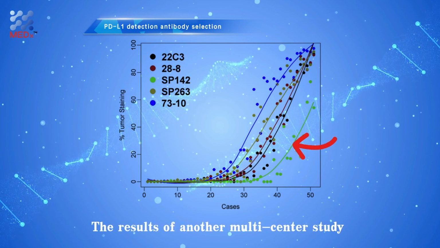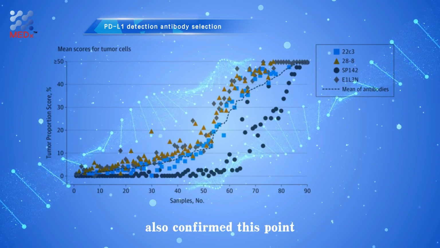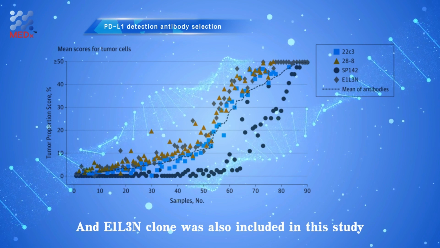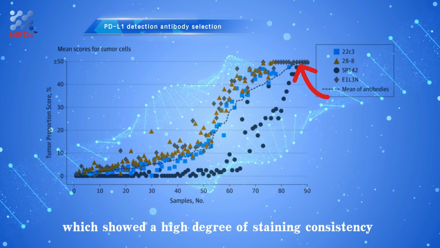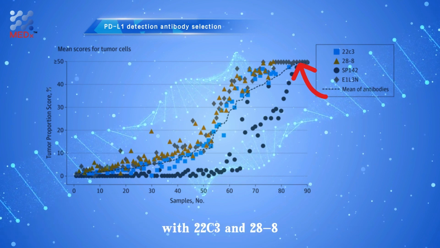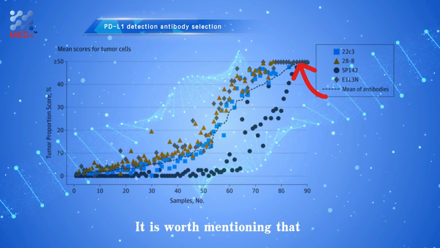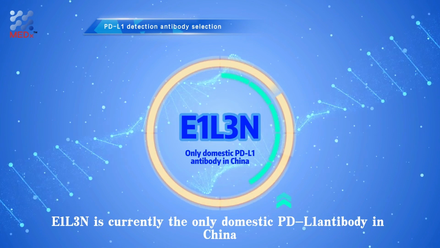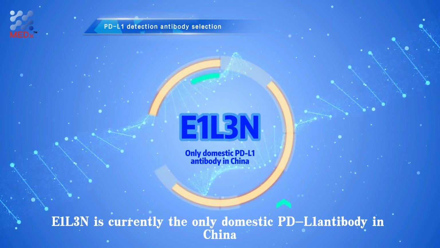The results of another multi-center study also confirmed this point. An E1L3N clone was also included in this study, which showed a high degree of staining consistency with 22C3 and 28-8. It is worth mentioning that E1L3N is currently the only domestic PD-L1 antibody in China.